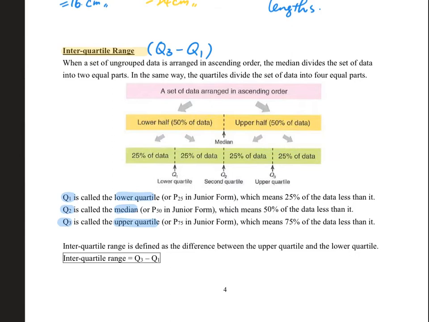Because Q1 talks about the lowest 25%, we have another word called P25 in junior form. If you still remember, P stands for percentile. As far as I remember, it's called the 25th percentile. While the median is about the middle, that's why we have P50. Q3 is the top 25%, or we call it P75 here in junior form.